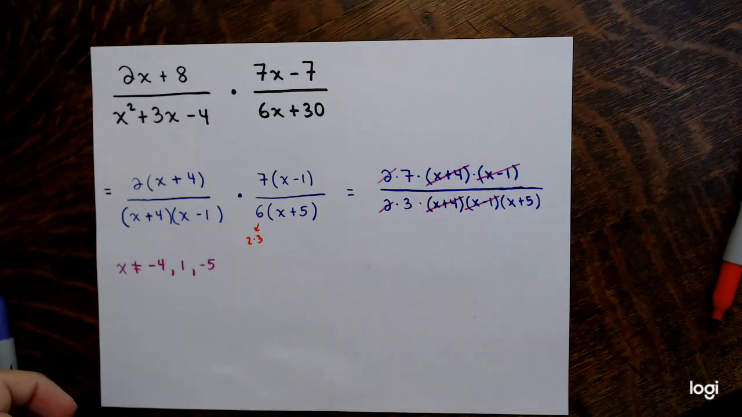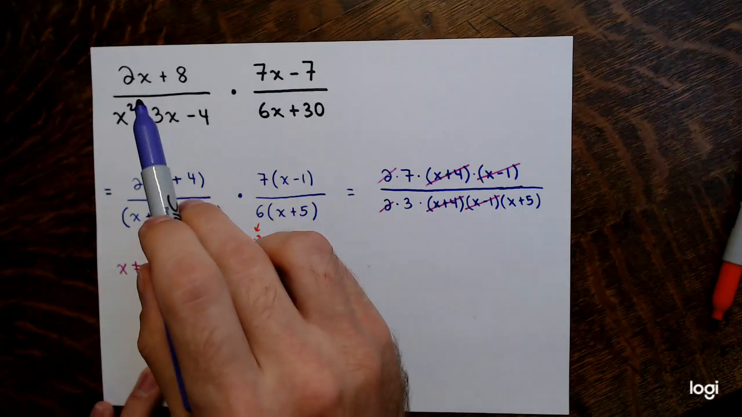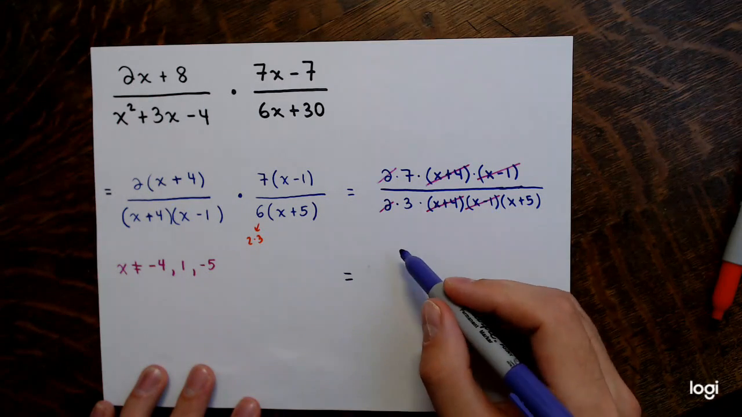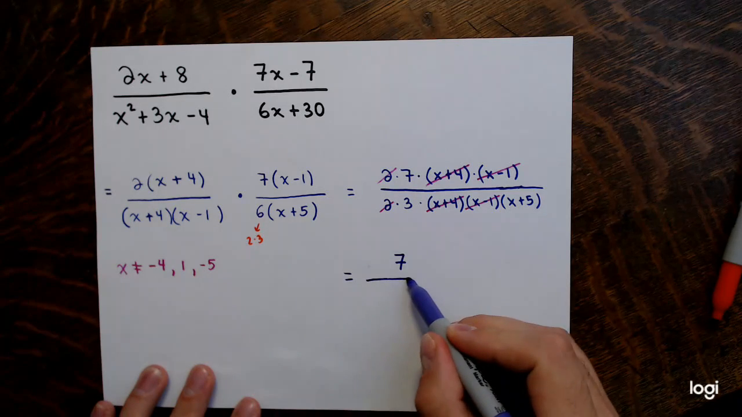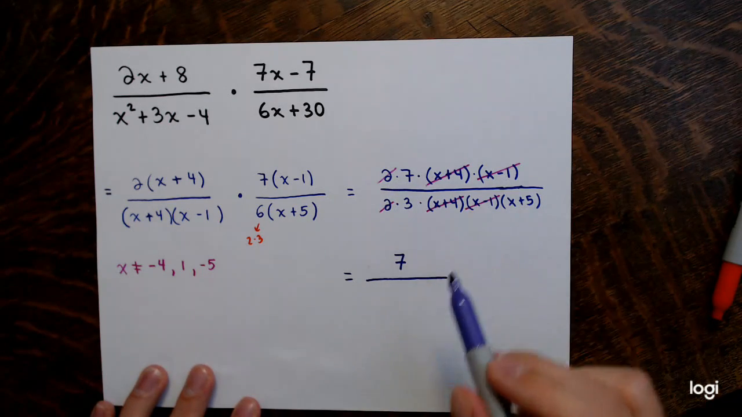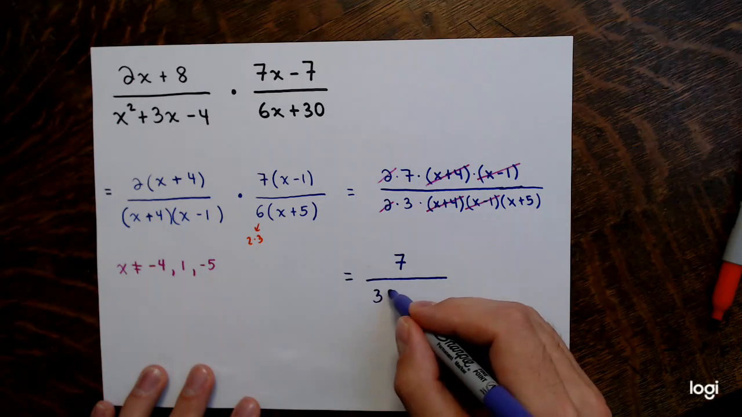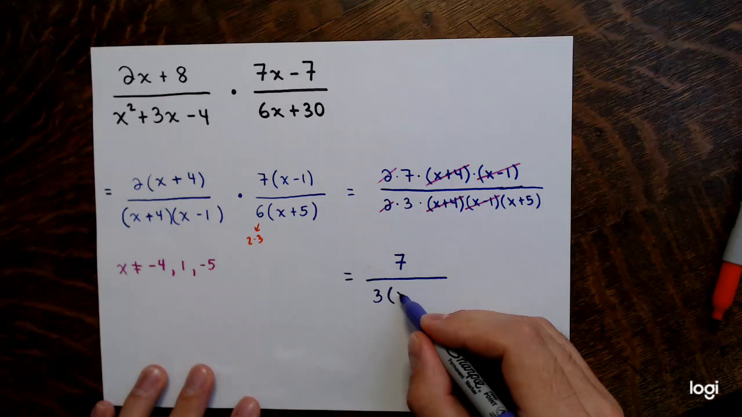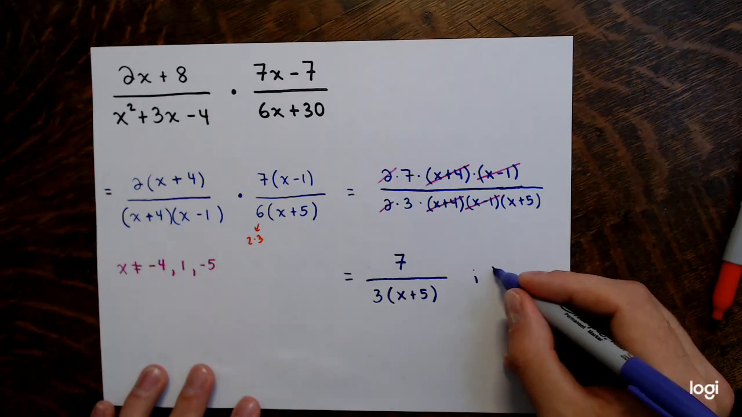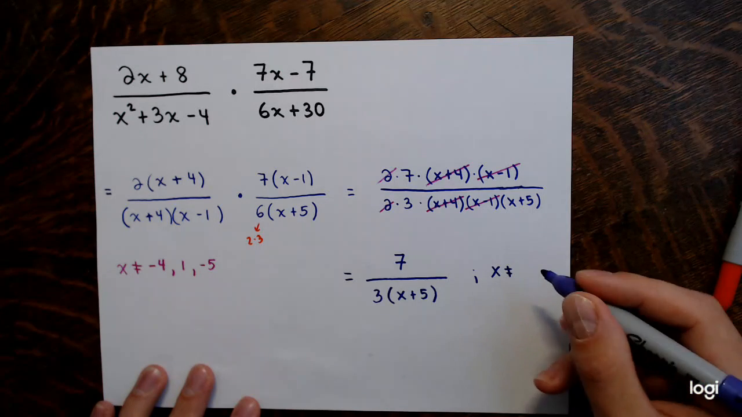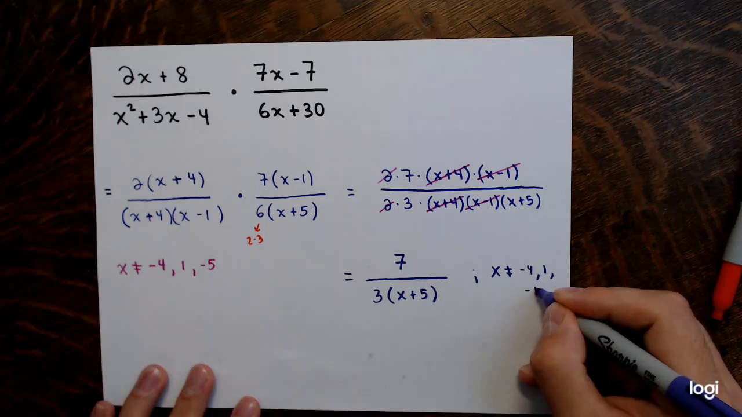Alright, so when all's said and done, the product of these two fractions will be equal to this fraction here, where my numerator is simply 7. Right, that's the only factor left over in the numerator. And the denominator has the factors of 3 times x plus 5. And there you go. And then just again off to the side, just make sure I know that x cannot be negative 4, it can't be 1, and it can't be negative 5.